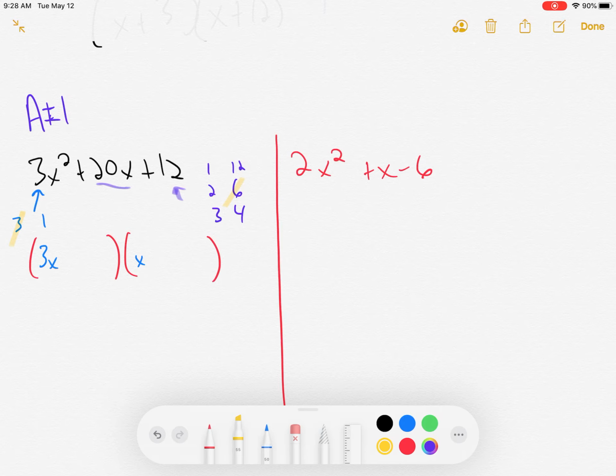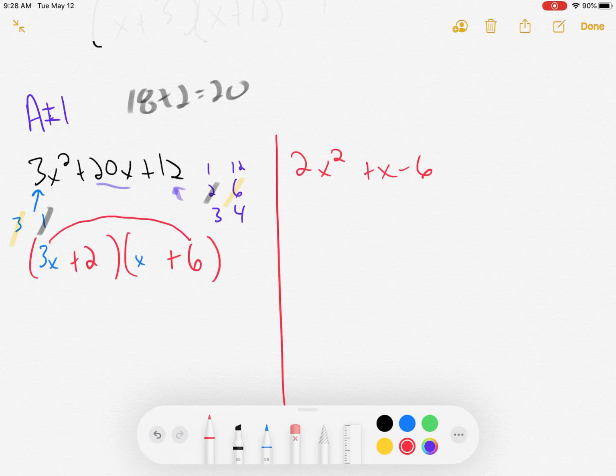Okay, let's try 3 times 6. 3 times 6 is 18. 1 times 2 is 2. So 18 plus 2, that's going to give me my 20. If I want to do 3 times 6, my 6 has to go in the opposite side of this one, and my 2 has to be here, because when I would FOIL this out, 3x times 6, I would end up multiplying those. So 3x plus 2 and x plus 6. That's going to be your final answer for this problem.